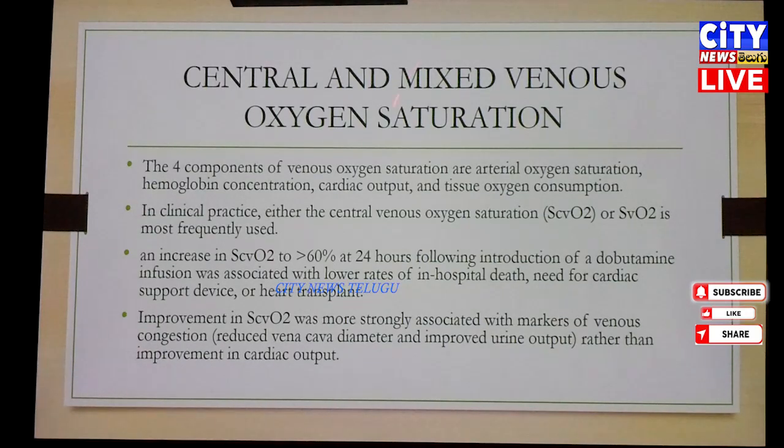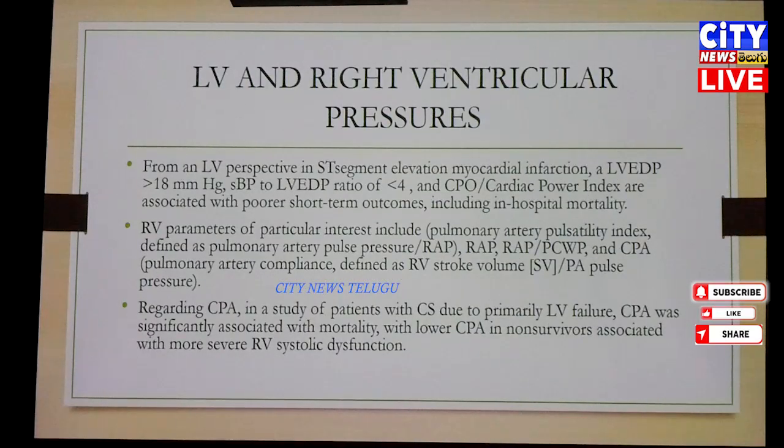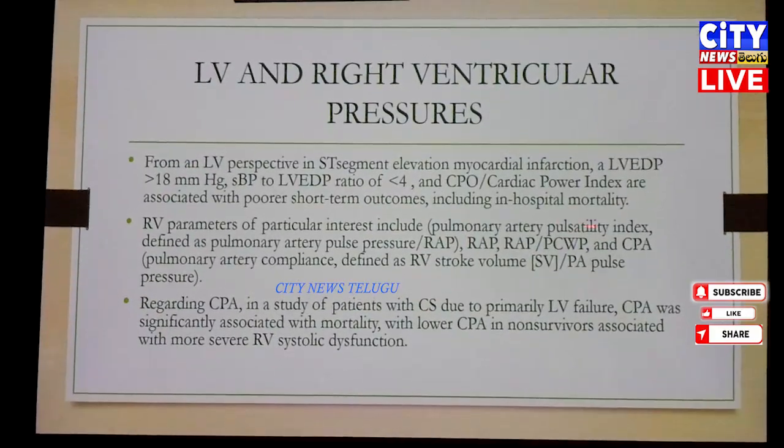So I told you we can easily measure the central venous oxygen saturation and also the mixed venous oxygen saturation. I think these are slightly complicated for the audience, so I don't want to go into these parameters. And for monitoring right ventricular and left ventricular pressures, if we put a central venous line and also a PA catheter, that line will have ports in the right atrium and pulmonary artery, and we get wedge pressures and also right atrial pressures.